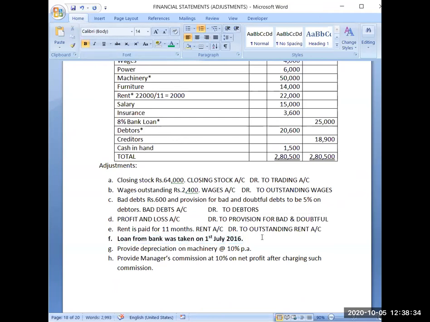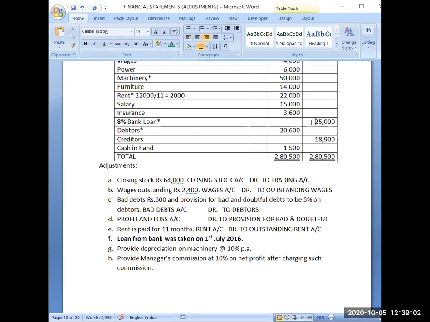Sometimes this date is also not given in the question. So if the date is not given, we will assume that this loan has been taken on the very first day of the accounting year. So we will calculate the interest for the whole year. This 8% is saying that this is an adjustment and do it on your own. This 8% has this significance. This is the rate of interest which you have to pay on the loan.